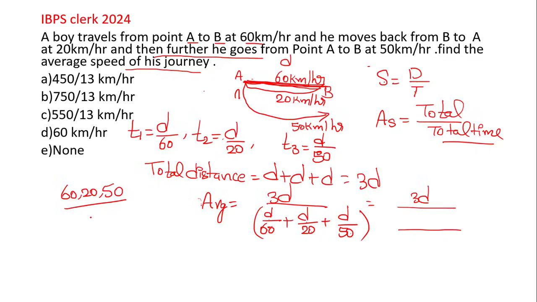Obviously it will be 300. Why? Because 6 fives are 30, 2 fifteens are 30, and 5 sixes are 30. So 300 is going to be your LCM.